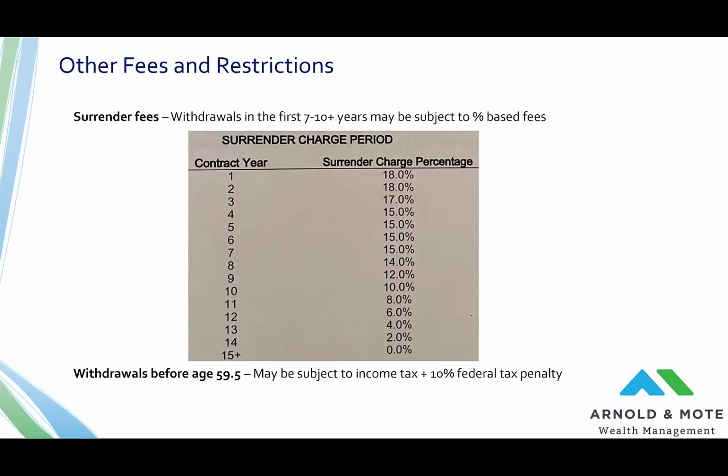Besides surrender fees, there's one other big caveat to annuities, and that's that once you put money in an annuity, if you withdraw it before age 59 and a half, you may be subject to not only income tax, but also a federal tax penalty. And so essentially the government is making you keep this money in an annuity for a while as a trade-off for that tax deferral.